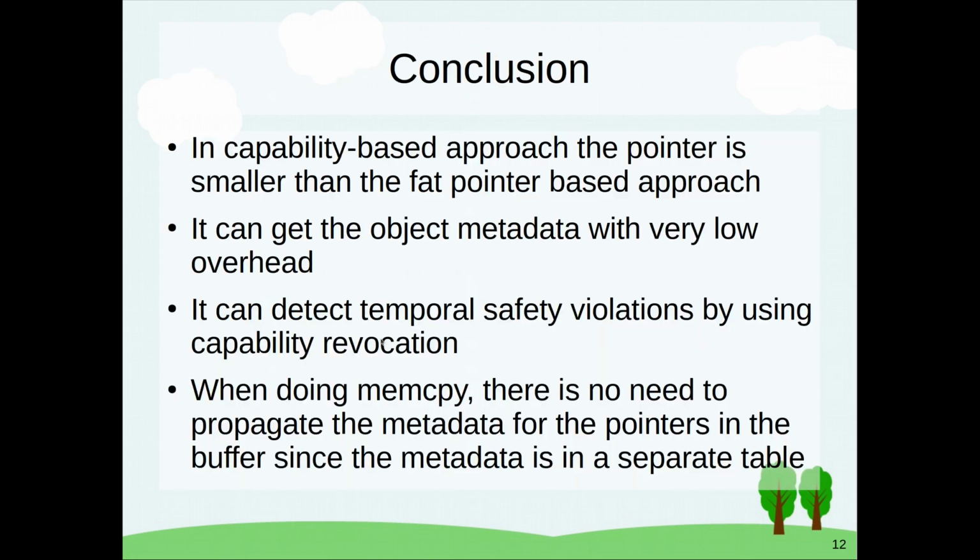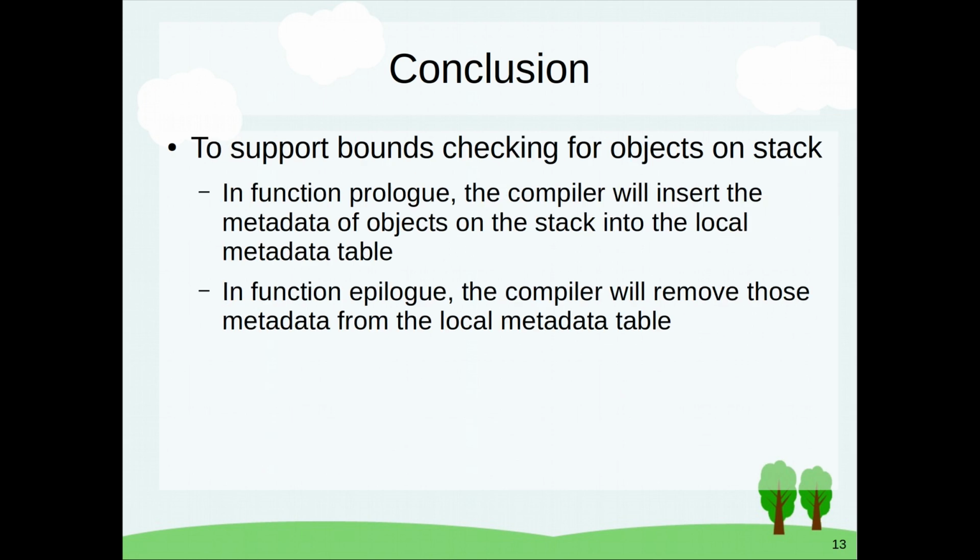So, conclusion. In the capability-based approach, the pointer is smaller than in the fat pointer-based approach, and it can get the object metadata with very low overhead because it is just a simple indexing operation, and it can detect temporal safety violations by using capability revocation. So when doing memcpy, there is no need to propagate the metadata for the pointers in the buffer, since the metadata is in a separate table.